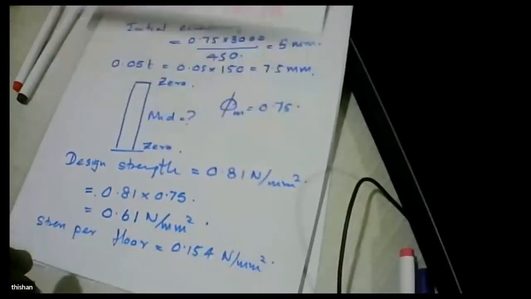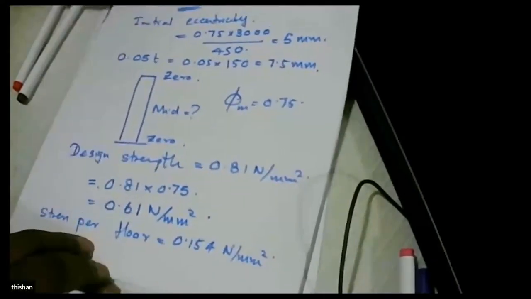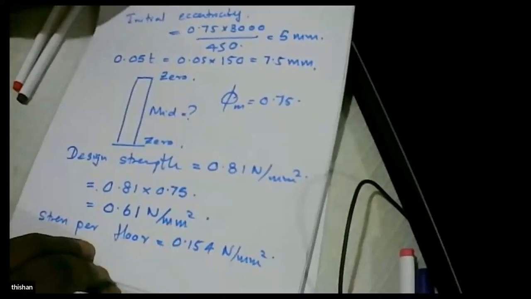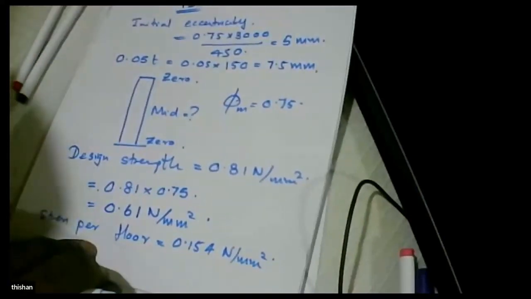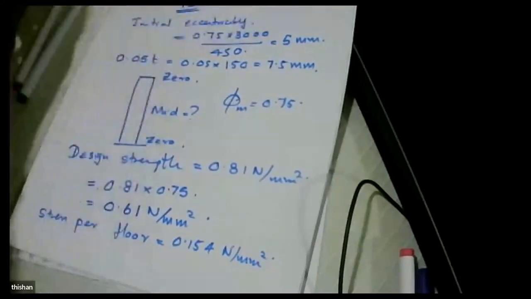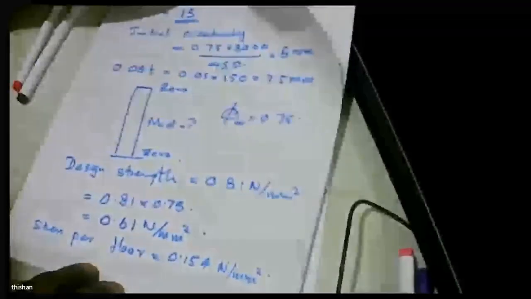So that means it's only one fourth of this value. That indicates that this can go up to a number of floors.